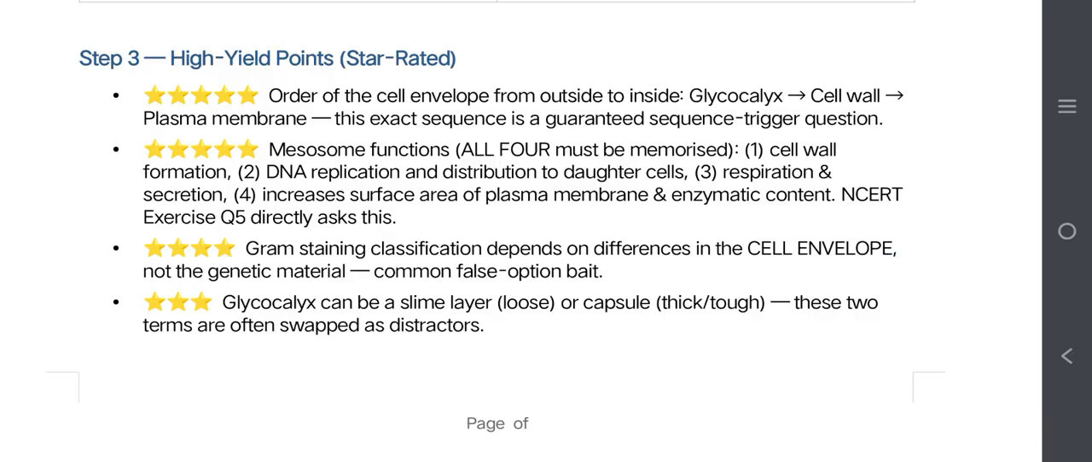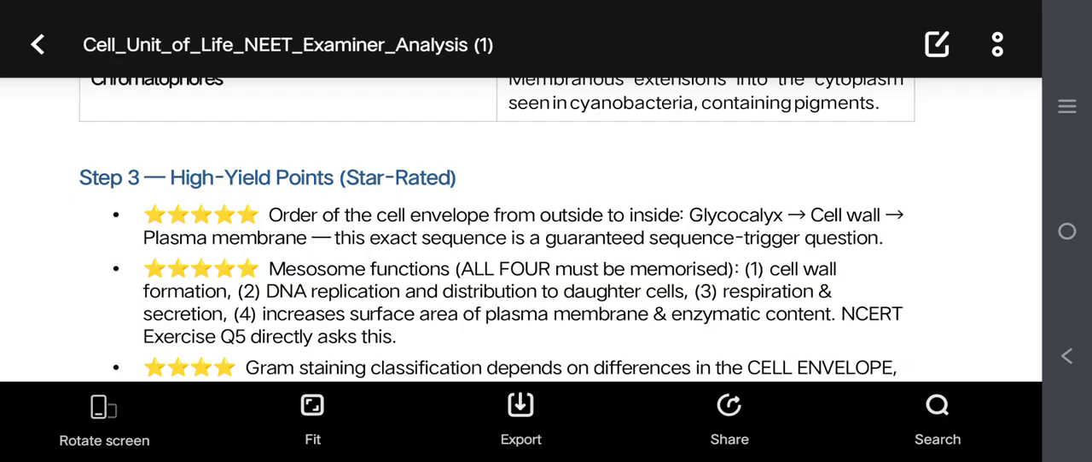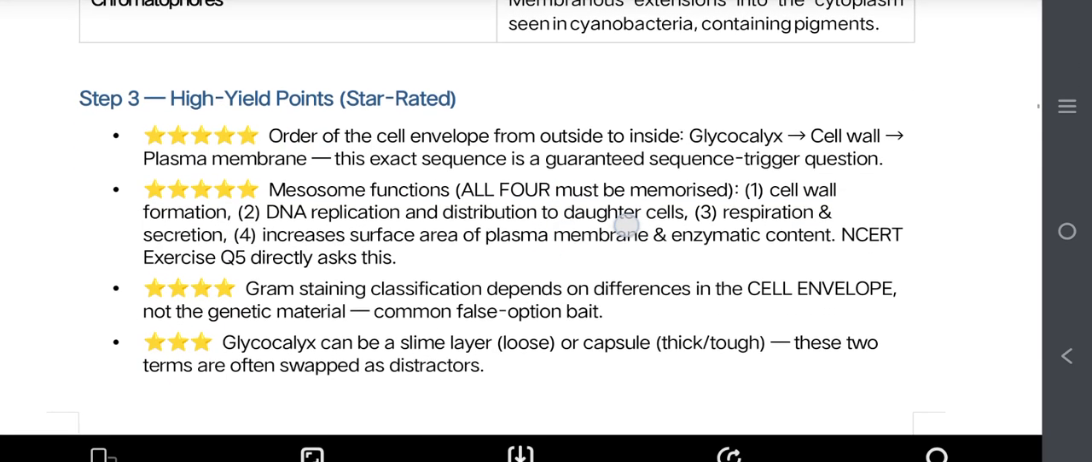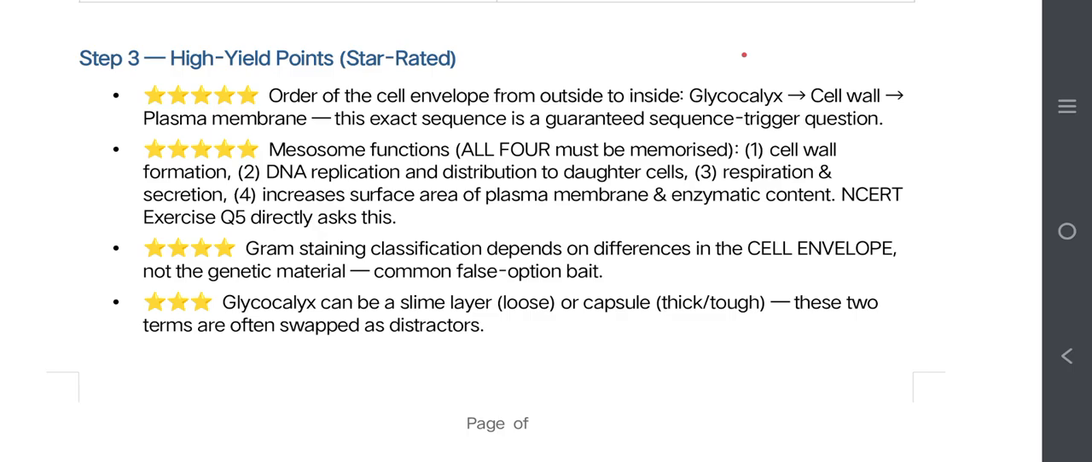This topic has a large number of MCQs and high-yield points, star rated and very important. The order of the cell envelope from outside to inside is glycocalyx first, then cell wall, then plasma membrane. This exact sequence is a guaranteed trigger question. It is one of the trigger questions in NEET.